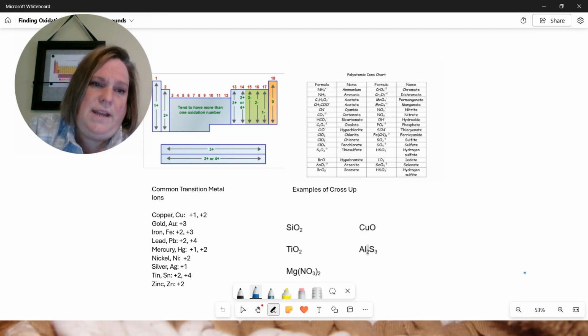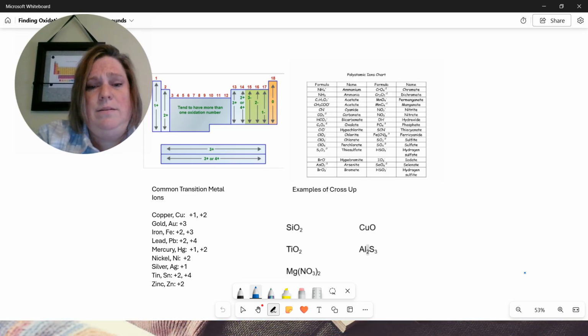Hi, Chem Peeps. We're going to find oxidation numbers inside compounds. We're going to use the cross-up method.